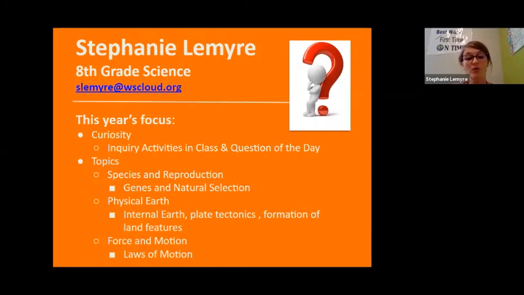We also then move on to the second unit of the physical Earth. So we start by looking at the different layers of the internal Earth and essentially how that impacts the plate tectonics, and therefore how the plate tectonics impact the outside of the Earth or the surface of the Earth in the formation of the land features. And then our last unit is on force and motion, and we look mainly at the laws of motion, but we also do explore some energy concepts as well.